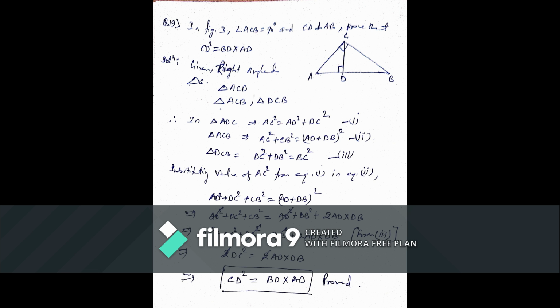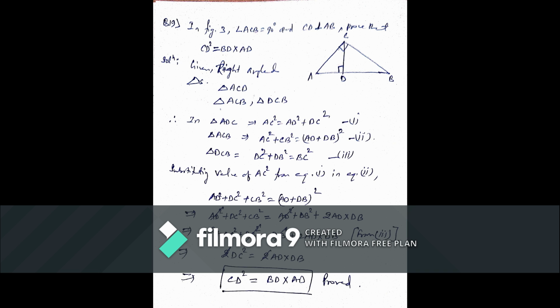In that it is given a triangle is there, angle ACB is equal to 90 degree and CD is perpendicular to AB. So the main angle C is 90 degree, and we need to prove that CD square is equal to BD into AD. So we just have to utilize the Pythagoras theorem 2-3 times, and we will be able to prove it. It is given triangle ACD, ACB, triangle DCB, so all triangles are right angle triangles. We can utilize the Pythagoras theorem in triangle ADC, triangle ACB and triangle DCB, and we can put the values.